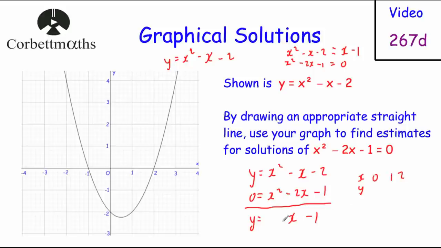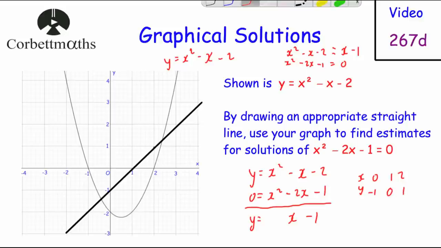And to find our y values, we're going to do x minus 1. So we're going to take 1 away from each of these. So that'll be minus 1, 0, and 1. And let's plot those points. And that's it. So we've drawn the graph y equals x minus 1.